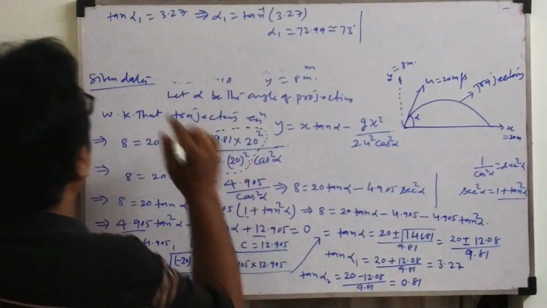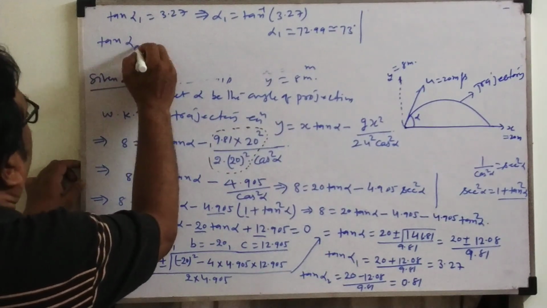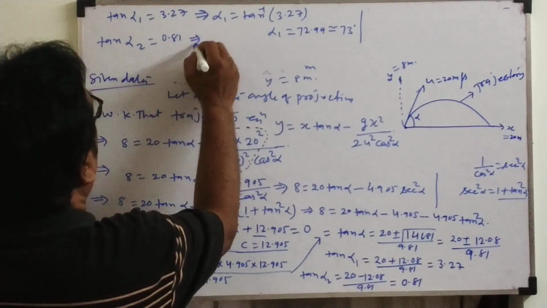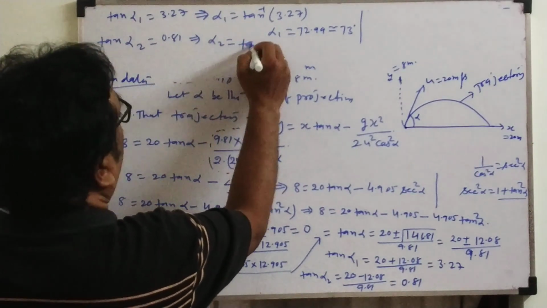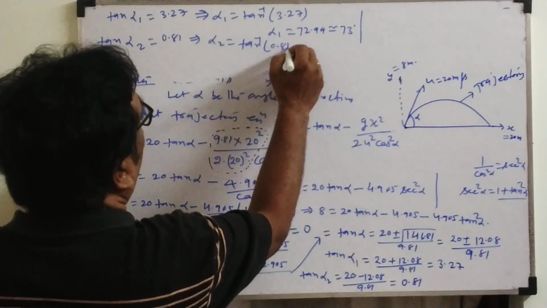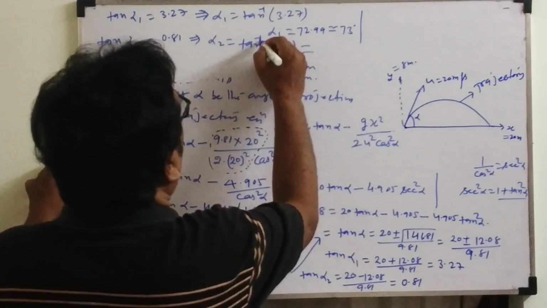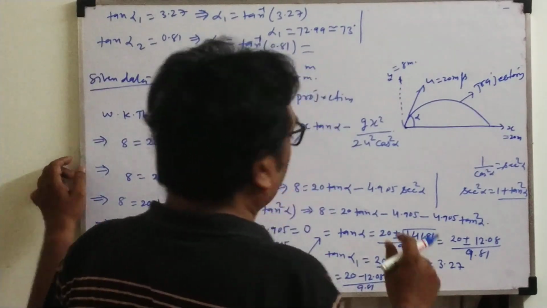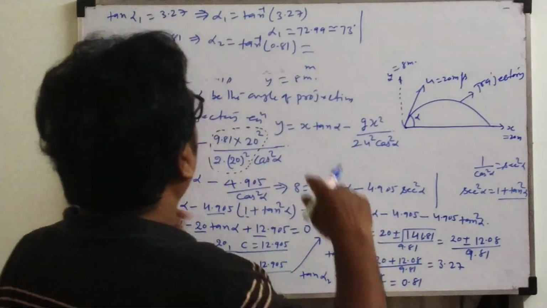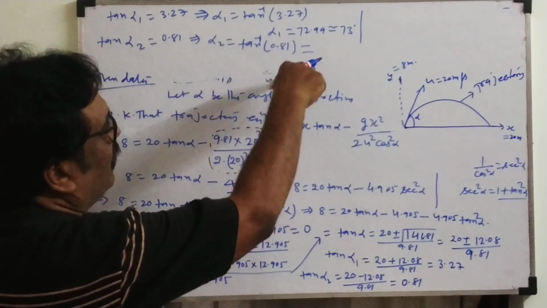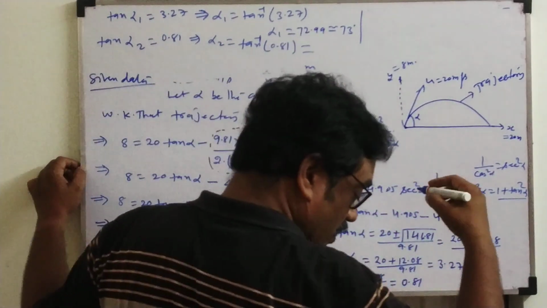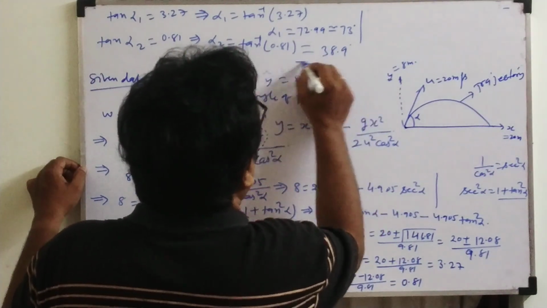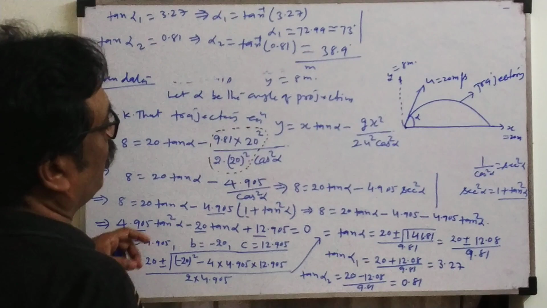Now next, you see this, tanα2. How much did we get here? 0.81. So that implies α2 is equal to tan inverse 0.81. If you use the calculator, press shift, then tan, then this value, and you will get the answer. So this is coming 38.9 degrees. So this way we can find the angle of projection for this.